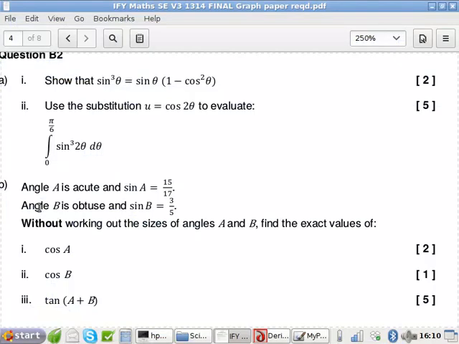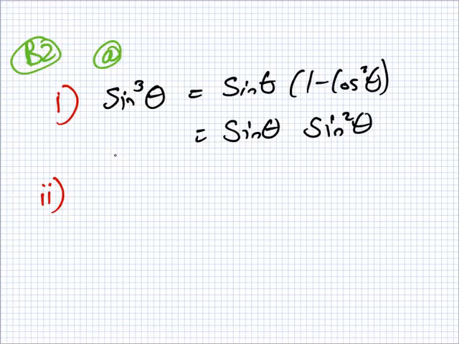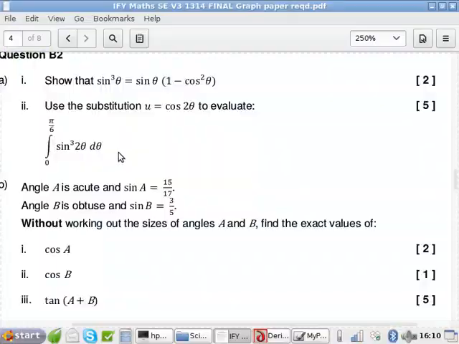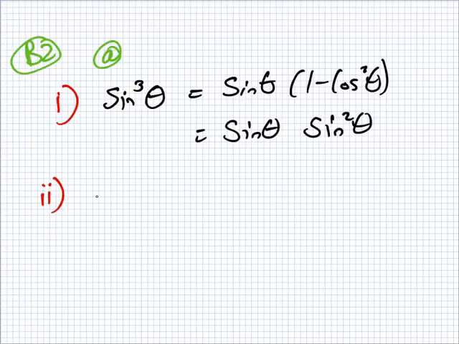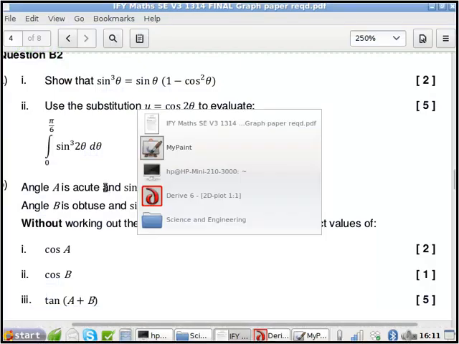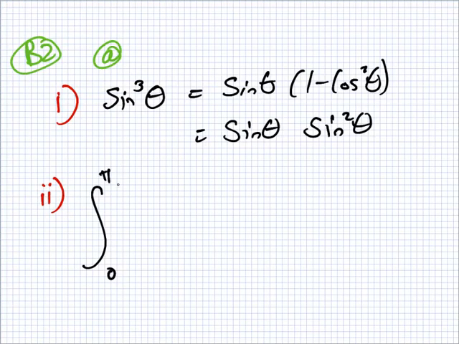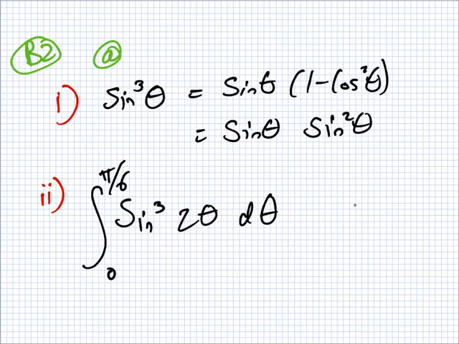So part 2. Discussion with 2 marks. Use the substitution for cos 2 theta. Use cos 2 theta to calculate the integral from 0 to pi over 6 of sine cubed 2 theta d theta, and they tell you u equals cos 2 theta.